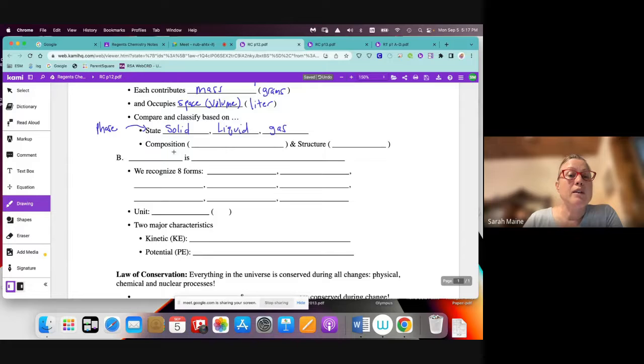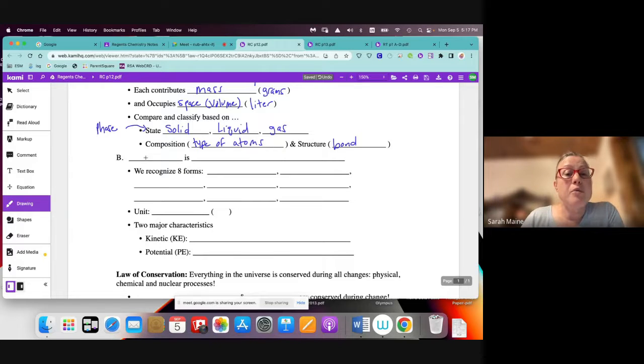The second way that we can compare and classify matter gets a little bit more into the chemistry, and that is the composition. What I mean by composition is what type of atoms are present, what type of atoms make up the particles, and then not only the type of atoms, but their structure. How do those atoms link or bond together?